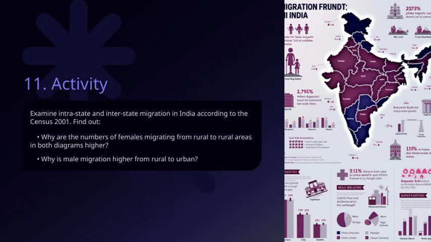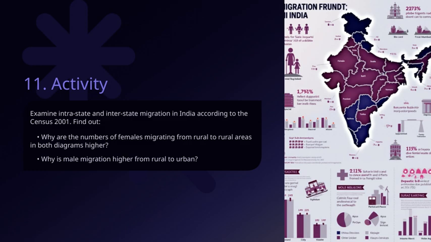So, let's explore why male migration tends to be higher from rural to urban areas. Generally, it's because men often move in search of better employment opportunities, higher wages, and improved living conditions in cities. Urban areas usually offer more jobs in industries, services, and construction, which attracts male migrants looking for work. Additionally, social factors like the traditional roles men play and their greater mobility also contribute to this trend.